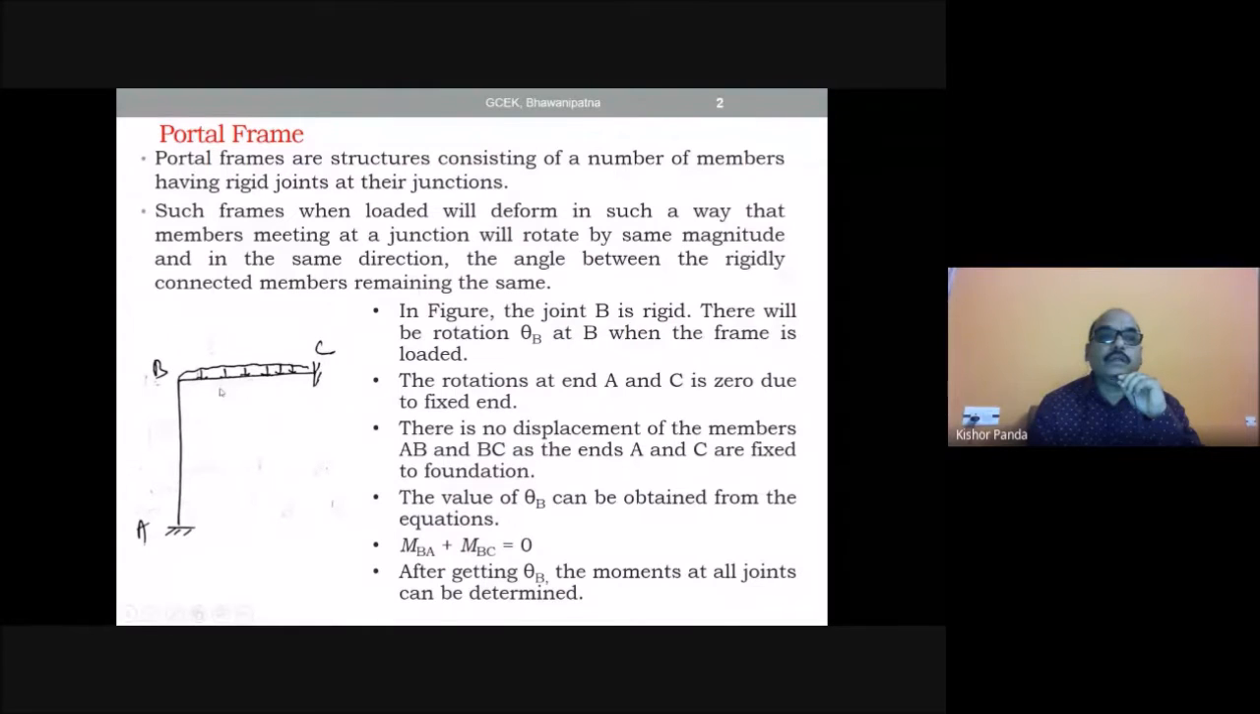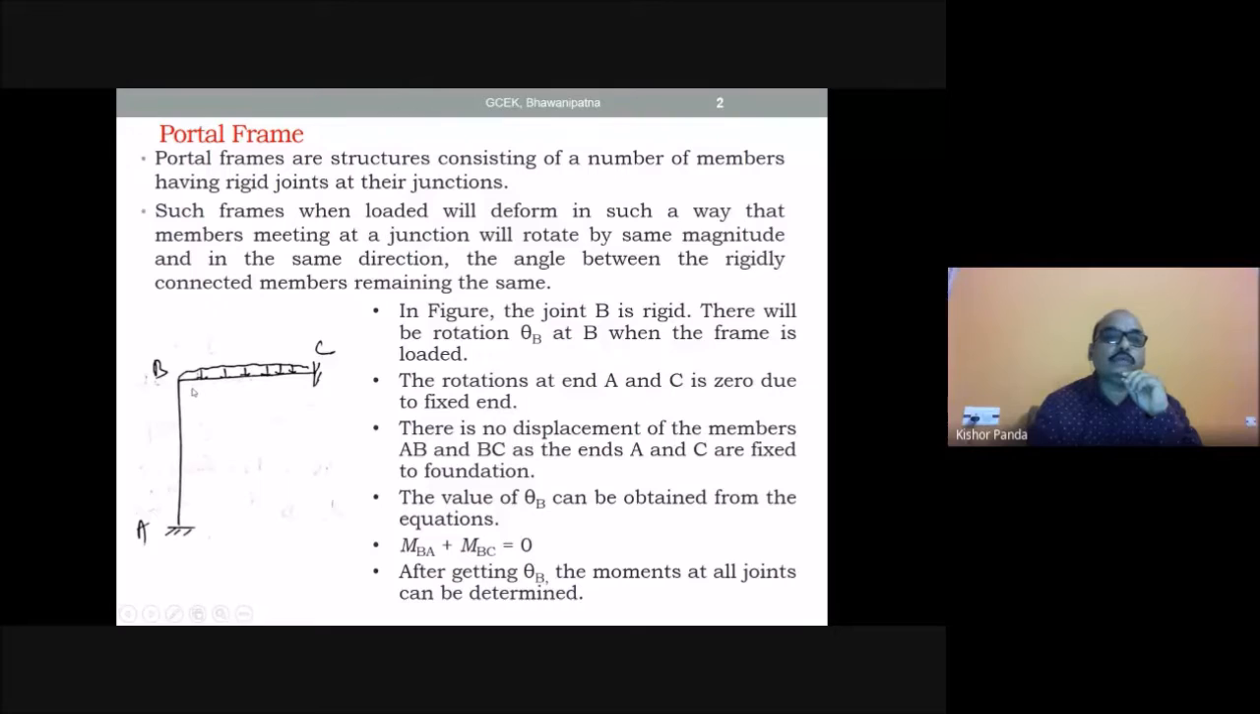In this figure, the joint B is rigid, so rotation theta B takes place at B, and the rotation at A and C is 0 due to the fixed ends at A and C. There is no displacement of the members AB and BC, because A and C are fixed. Here there is only one unknown, theta B, and theta A is 0 and theta C is 0.